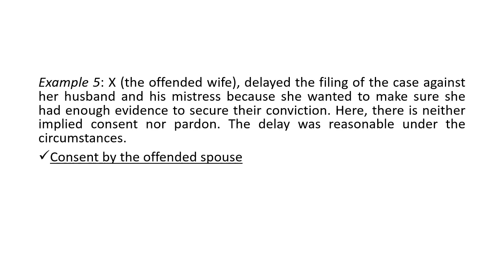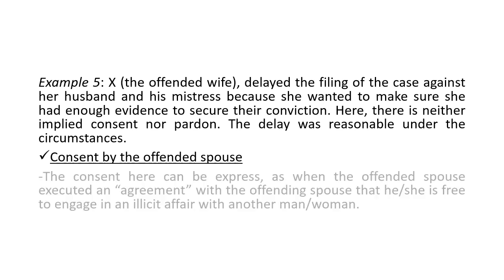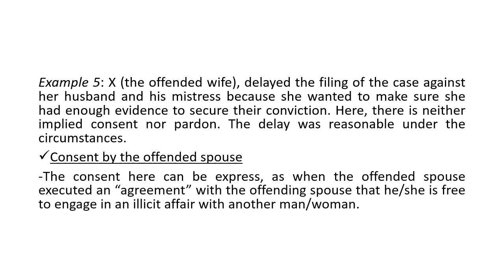We also have consent by the offended spouse. So, again, what are the available defenses that the offending spouse can invoke to defeat a prosecution for either adultery or concubinage? Pardon and consent. Pardon by the offended spouse or consent by the offended spouse. Now, with respect to consent, the consent here can be expressed as when the offended spouse executed an agreement with the offending spouse that he or she is free to engage in an illicit affair with another man or woman, as the case may be.